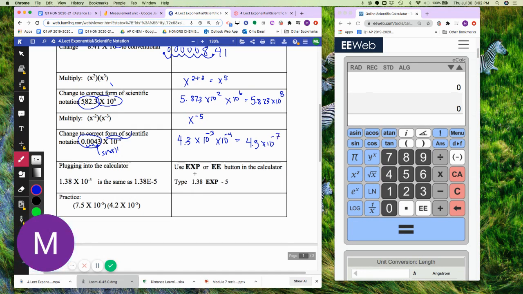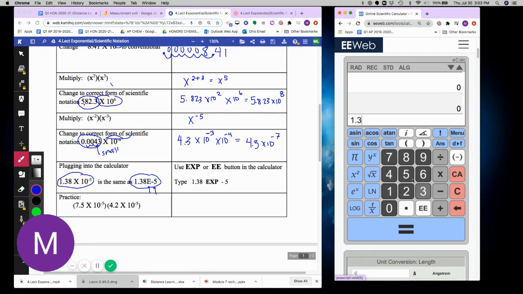All right, next, when you're plugging in scientific notation in the calculator, you have to plug it in this way. 1.38 times 10 to the negative 5 is the same as 1.38E, uppercase E, and a negative 5. To plug it in, you type in 1.38.